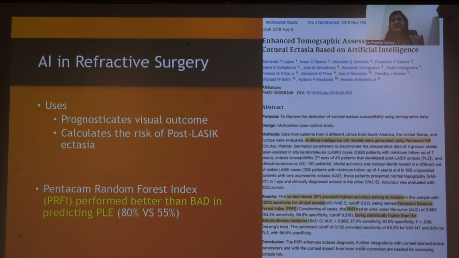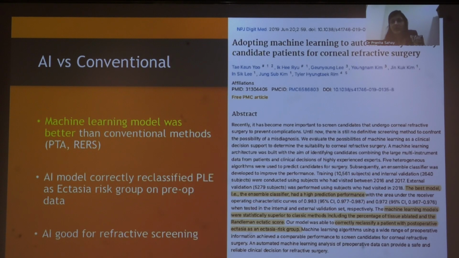Pentacam Random Forest Index is one of the parameters that has been developed with artificial intelligence, which, when compared with BAD, that is the Belin-Ambrosio display, the conventional test for identifying risk of post-LASIK ectasia, was found to be way better than BAD in predicting post-LASIK ectasia.